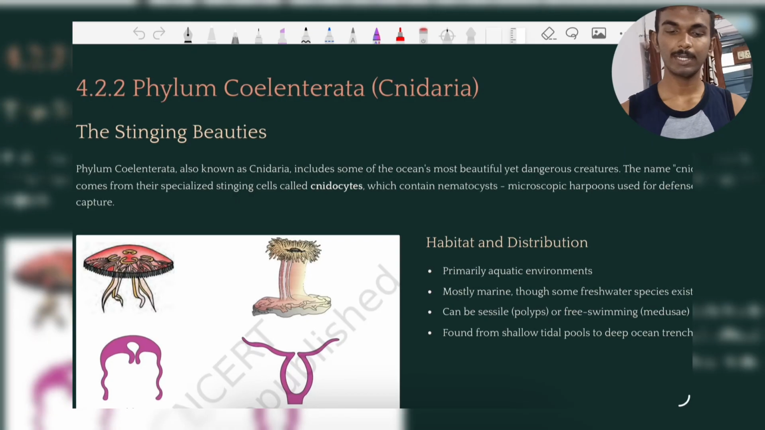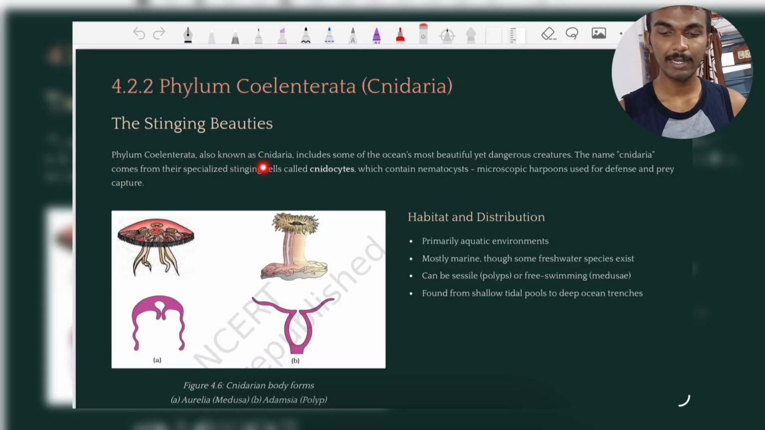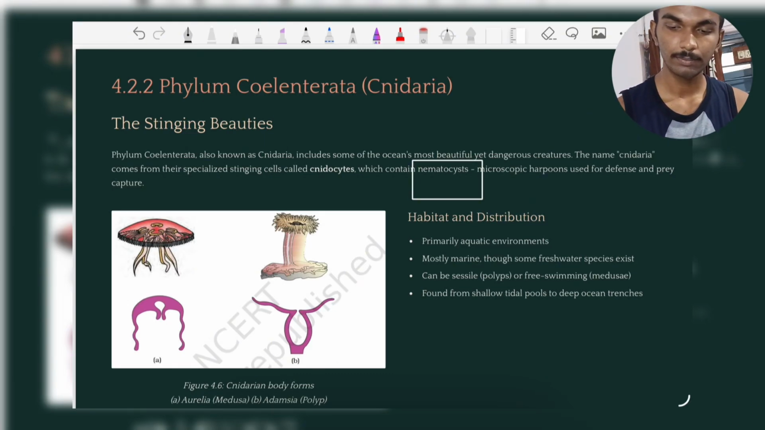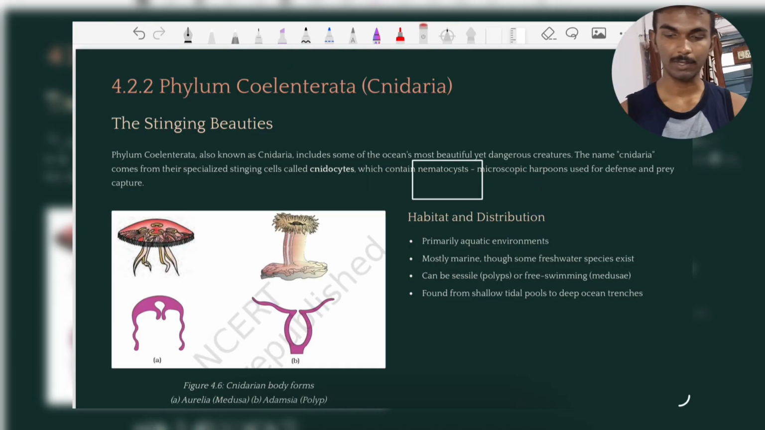Phylum Coelenterata or Cnidaria. The stinging beauties. Phylum Coelenterata, also known as Cnidaria, includes some of the ocean's most beautiful yet dangerous creatures. The name Cnidaria comes from their specialized stinging cells called cnidocytes, which contain nematocysts. This is important as it is frequently asked in the NEET exam. Microscopic harpoons used for defense and prey capture.